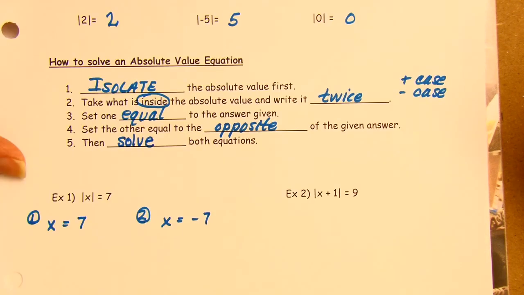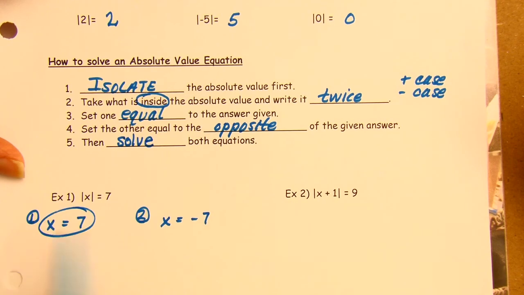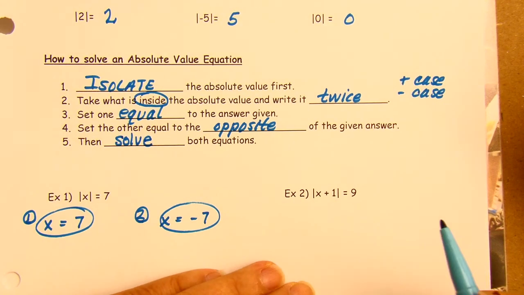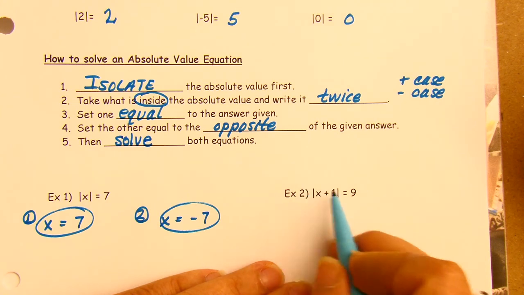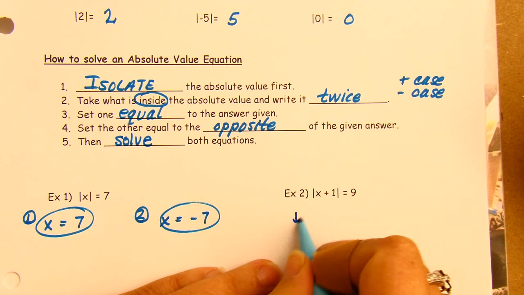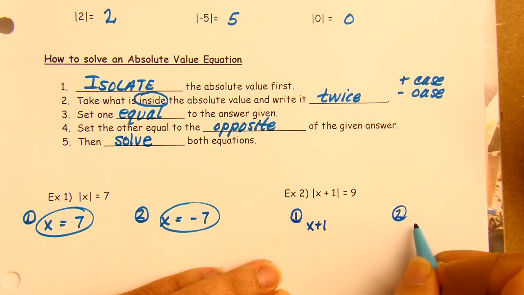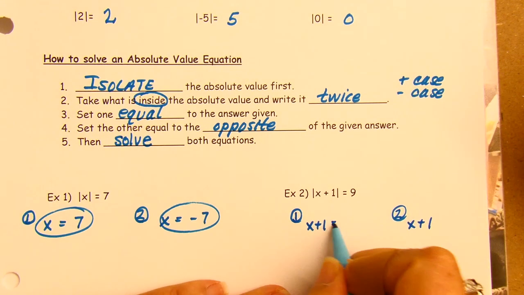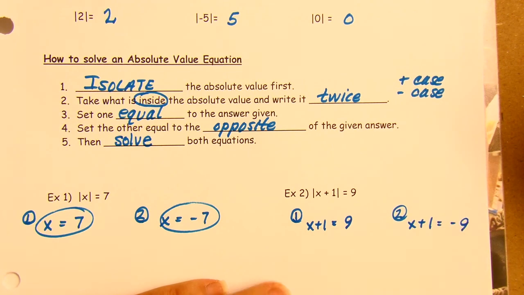Now notice in the first example, these are my answers: 7 and negative 7. I'm done. There wasn't really much work to do there. This one, a little bit more work. Notice that the bars are already isolated. There's nothing in the front, there's nothing in the back. So I have to set up my 2 cases. I take what's inside the bars, x plus 1, and I write it twice, once for the positive case, once for the negative case. 9, and for the negative case, the opposite of 9, or negative 9.